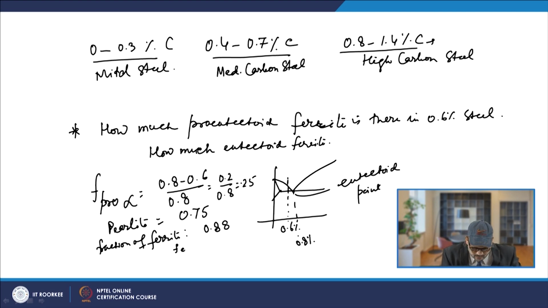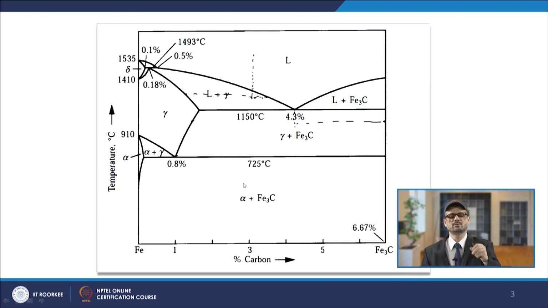So eutectoid ferrite will be 0.88 into 0.75, which is 0.66. In this way you find the eutectoid ferrite, and the other is the pro-eutectoid ferrite. Adding the two, you will have the total ferrite which is formed. Similar methods can be used for finding the amounts of different phases formed.